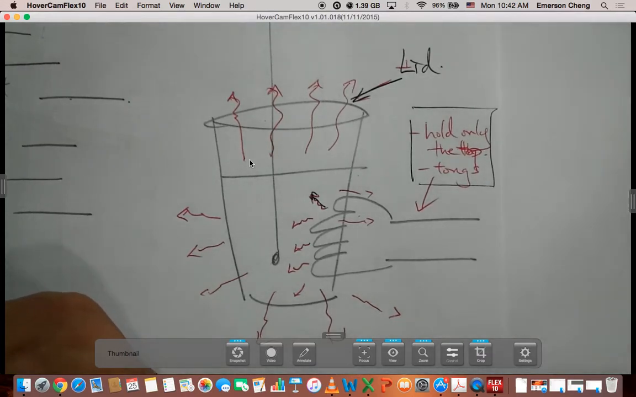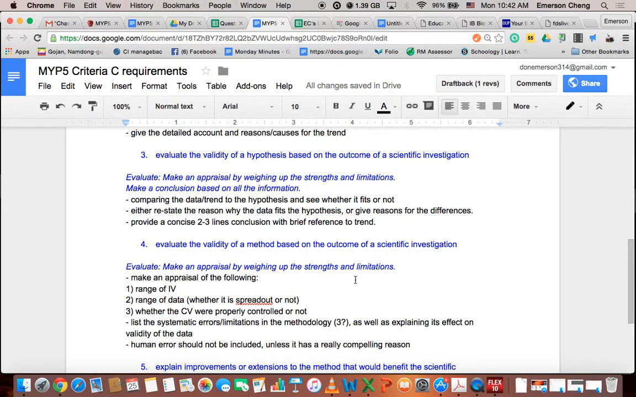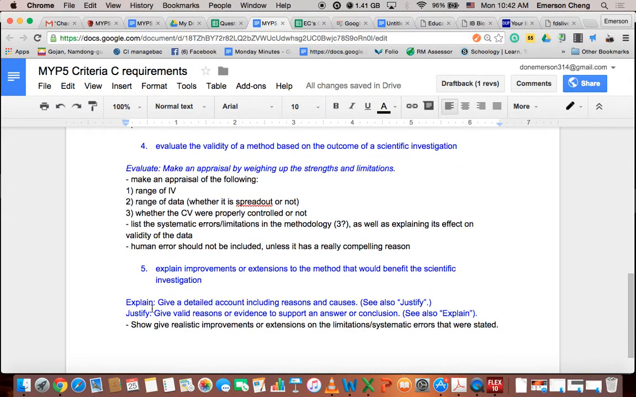This is where you give realistic improvement and extension. Now, when you give realistic improvement, I want you to be very specific in saying what you can do. So when you say, use a cup that has a much higher thing, for now, it's a little vague to me. Can you give a better example?